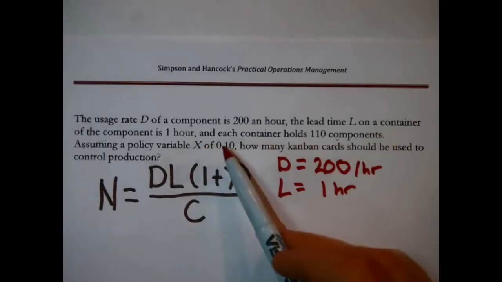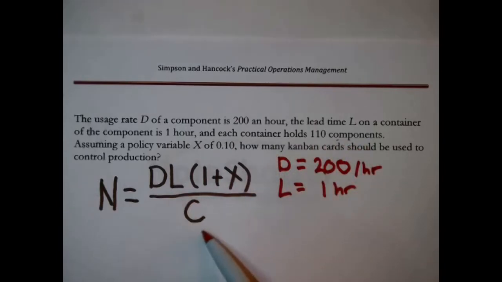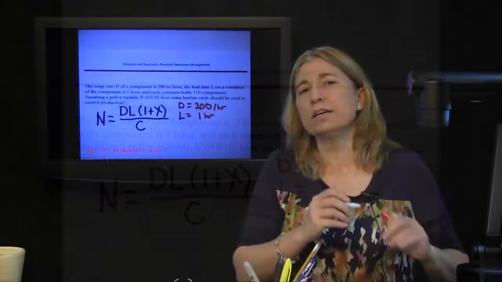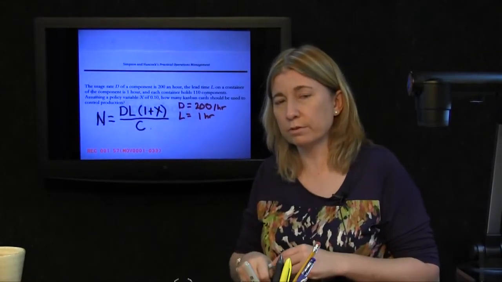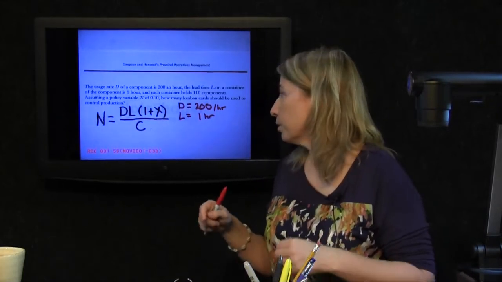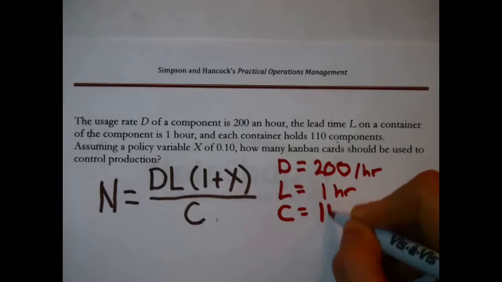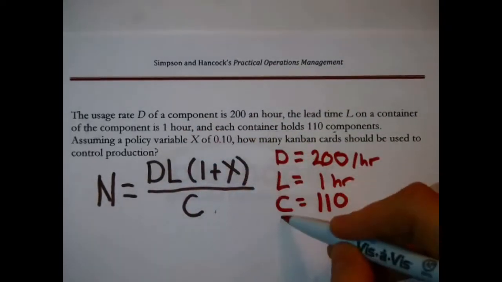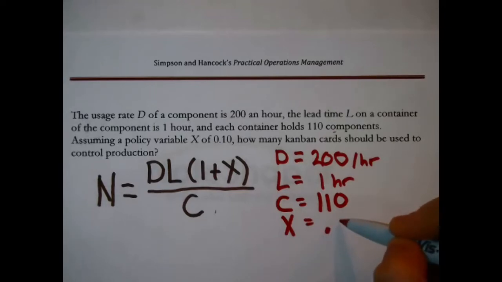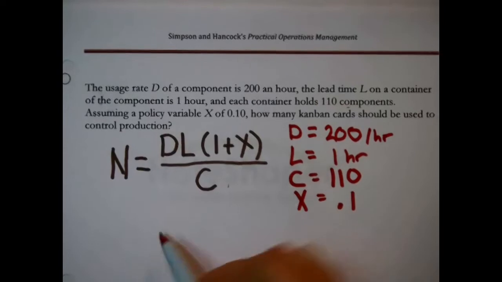Now, it didn't specify this exactly, but it did give us C. C is the size of the container. That's what the C is meant to invoke. So even though it didn't call it by name in terms of the formula, C equals 110, but then it did mention that this X, the policy variable, is 0.1. Okay, now what? Just fill out the formula.